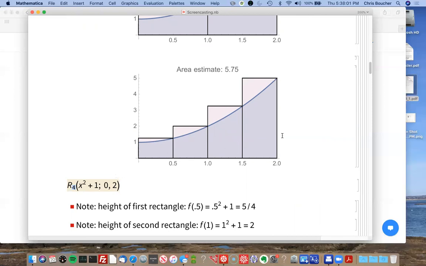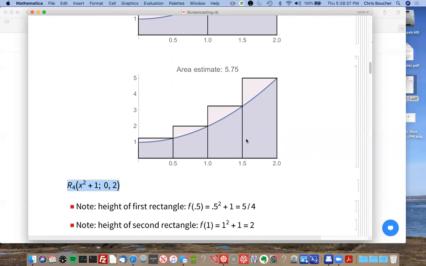And then I need a couple of other pieces of information to tell me what's going on. What function are you trying to estimate the area under, and what function are you using to draw the box tops? Well, our function is f of x equals x squared plus 1. And then what interval are you on? Our interval is from 0 to 2. So I can use this notation now to refer to any right-hand approximation for whatever number of rectangles, for whatever function, on whatever interval. That makes it a useful and flexible kind of notation.